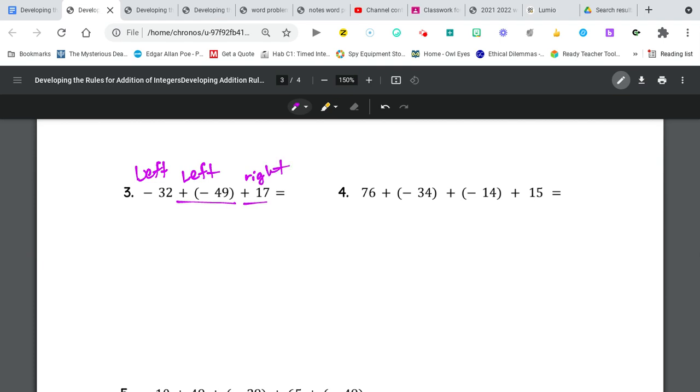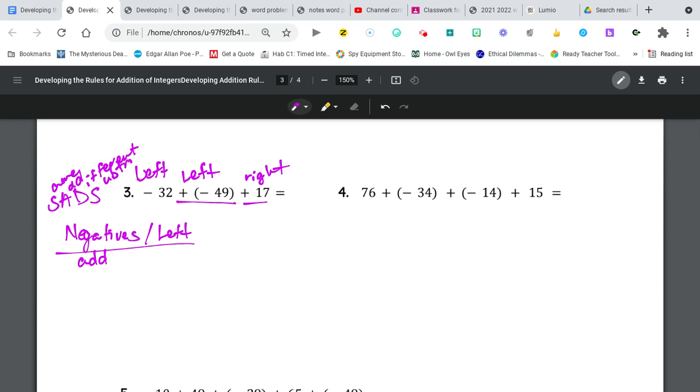So I'm going to add up all my negatives, or the ones that go to the left. They're the same thing, so I'm going to go ahead and add them. Remember, SADS says same direction, add, and different, subtract. Okay. Same, add, different, subtract. So those are the same. I'm just going to add them up.